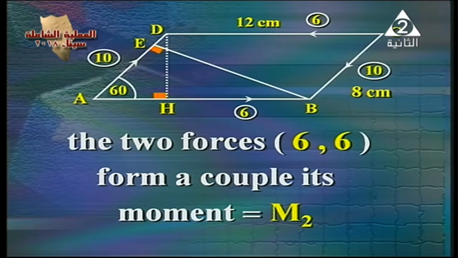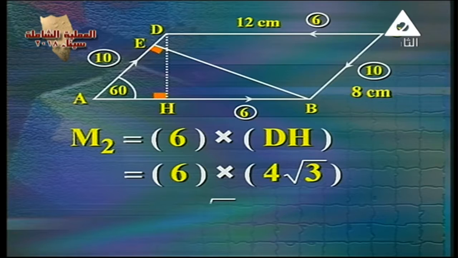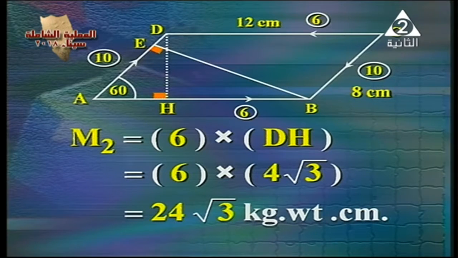Also, the two forces 6 and 6 form a couple. The moment of the couple is M2 equals 6 times DH, which is 6 times 4 root 3, equal to 24 root 3 kilogram weight centimeter.